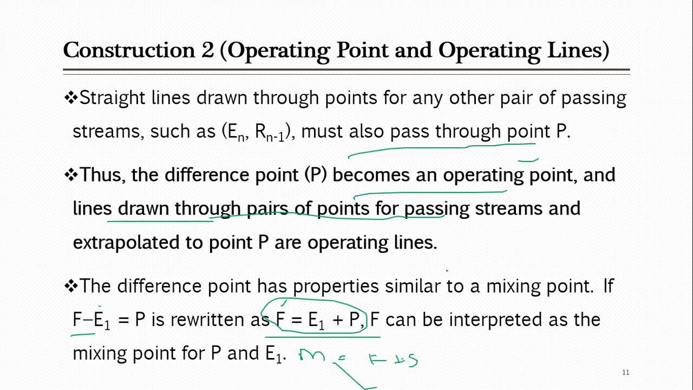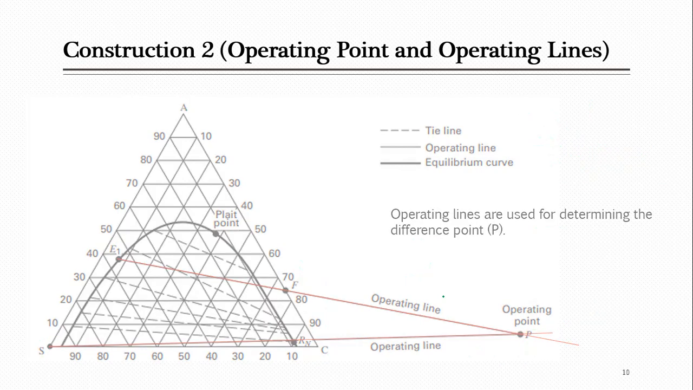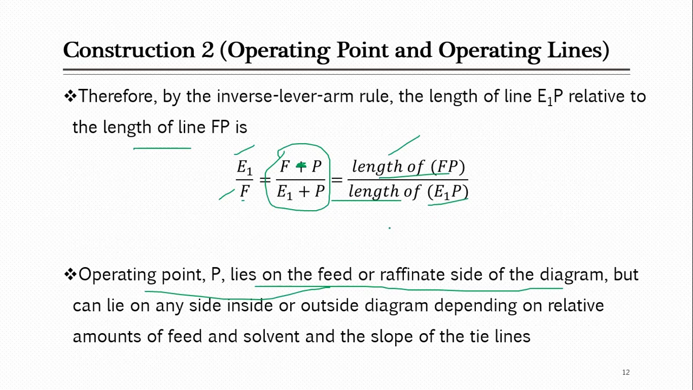As you have seen in this diagram, you can easily see where P lies. It is lying on the raffinate side, because this is the plait point, and on the right side you have the carrier, and the carrier is rich in the feed, so it is on the feed or raffinate side. On the other side there is the solvent, where the extract is lying, and that is called the extract side. So point P usually lies outside the diagram, on the raffinate side, but it can lie on any side, inside or outside the diagram. This all depends on the relative amounts of feed and solvent and the slope of the tie lines. All these affect the location of P.